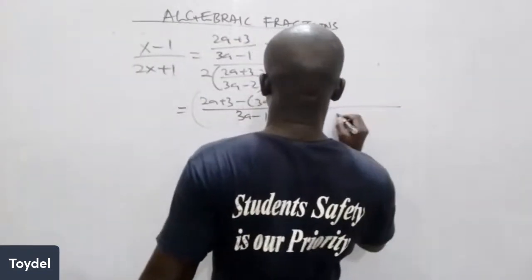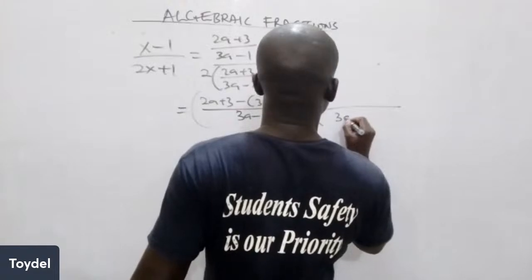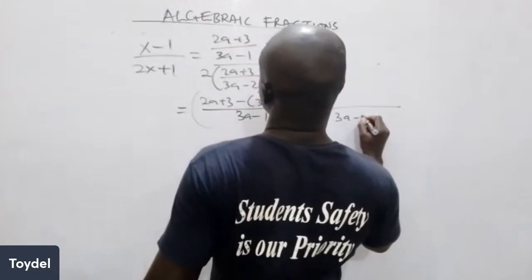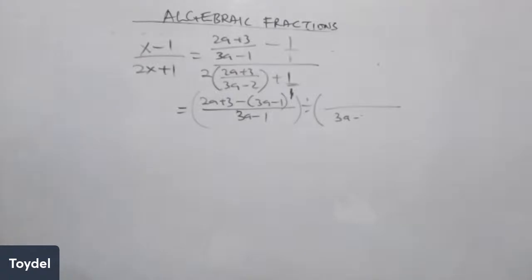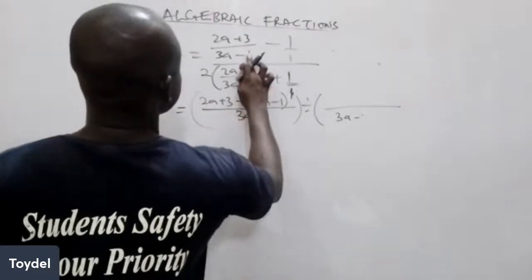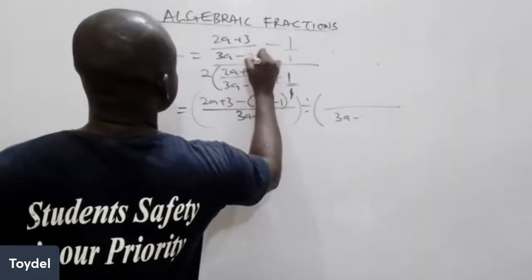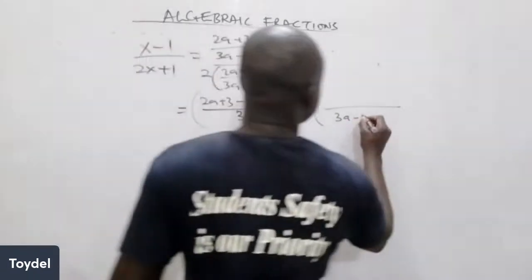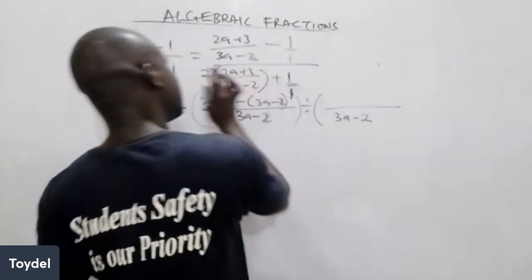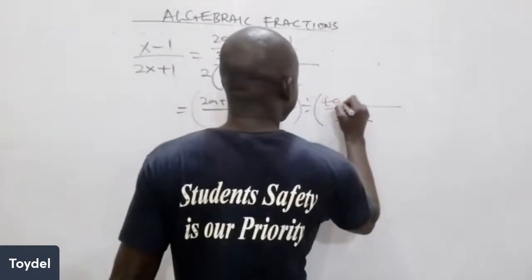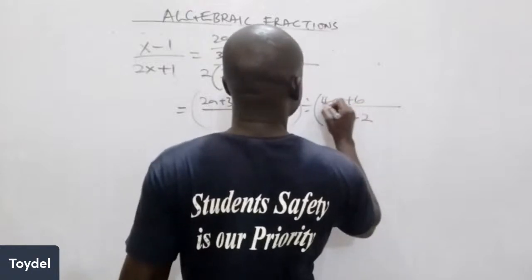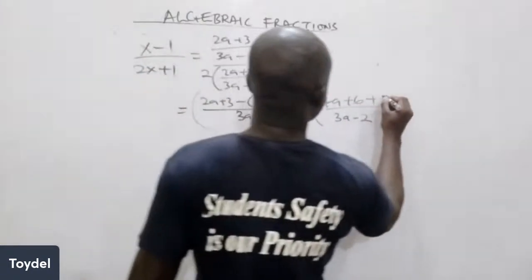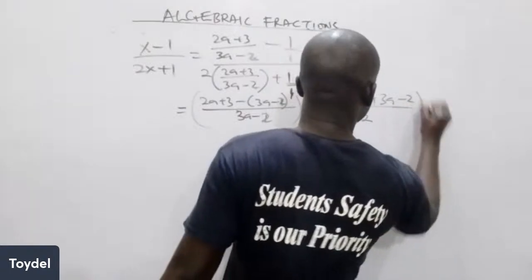LCM of the denominator will also be 3a minus 2. What's the value of x? x is given as 3a minus 2. So here I have 3a minus 2. This in this, I'll be left with the numerator, which is 2 times 2a plus 3. Plus this in this, that will be plus 3a minus 2. That's what I'm going to get.